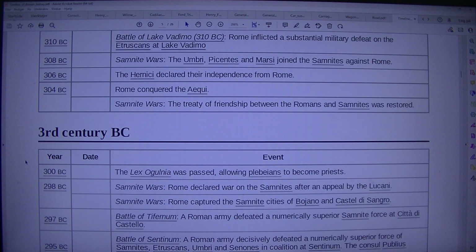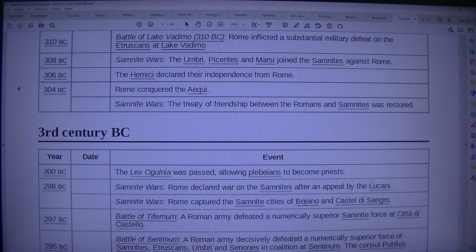310 BC. Battle of Lake Vadimo. Rome inflicted a substantial military defeat on the Etruscans at Lake Vadimo. 308 BC. Samnite Wars. The Umbri, Pisans and Marsi joined the Samnites against Rome. 306 BC. The Hernici declared their independence from Rome. 304 BC. Rome conquered the Aequi. Samnite Wars. The treaty of friendship between the Romans and Samnites was restored.